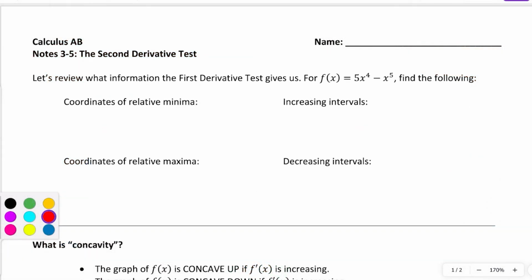Let's review what we know so far about the first derivative test. Right, this is what your quiz was over, and we've been talking about the first derivative test for a little bit. But just to remind you, what the first derivative test does is it gives us a way of locating extrema and classifying them using the first derivative. So let's look through a quick example to see how that'll work.